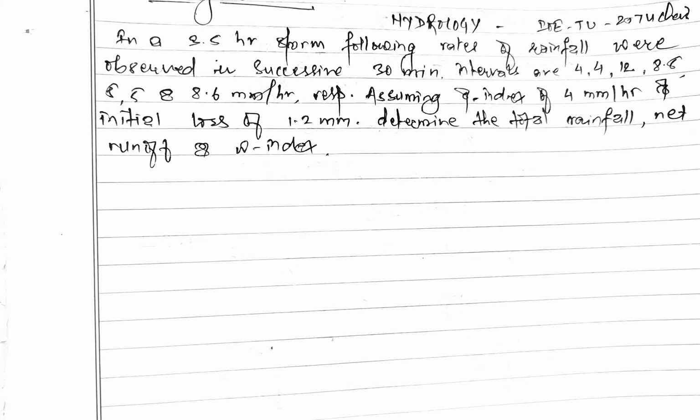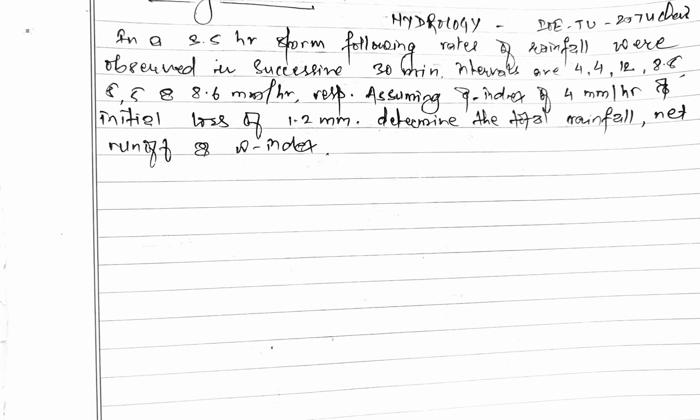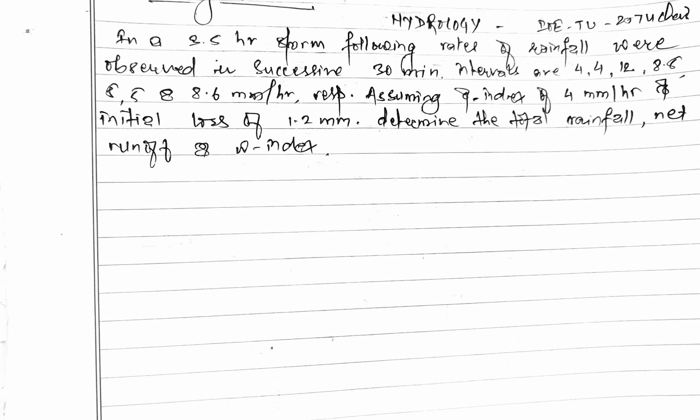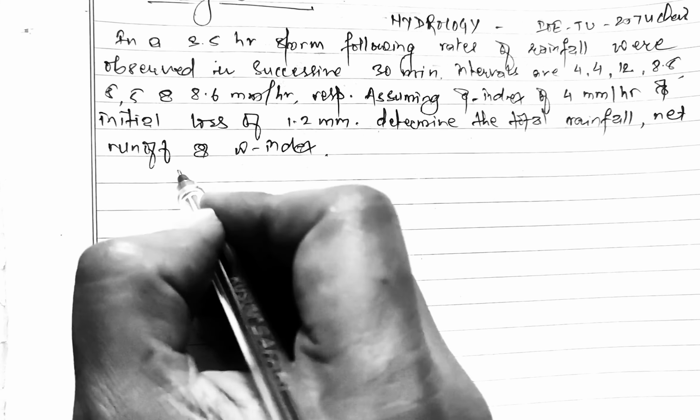In this lecture we are solving a numerical related to hydrology on hydrological losses. The given question is, in a 3.5 hour storm, the rates of rainfall observed in successive 30-minute intervals are 4, 4, 12, 8.5, 5, 5 and 8.6 mm per hour respectively. Assuming phi index of 4 mm per hour and initial loss of 1.2 mm, determine the total rainfall, net rainfall and W index. So let's start solving this.